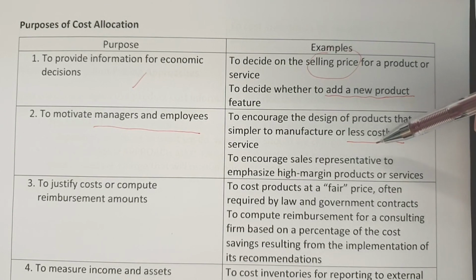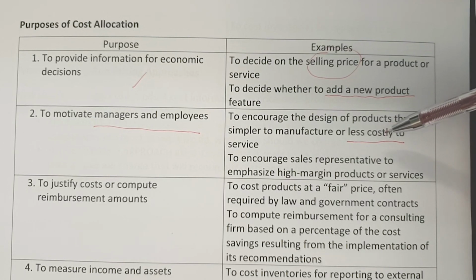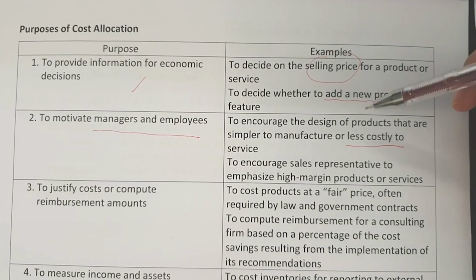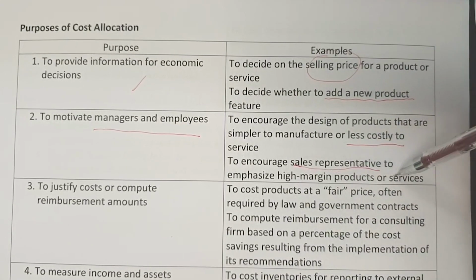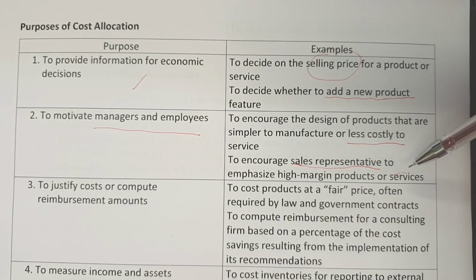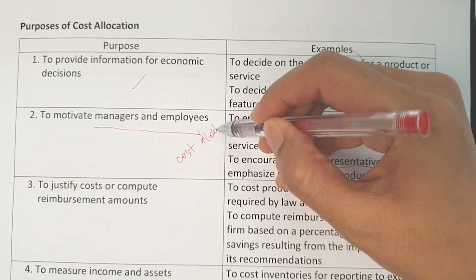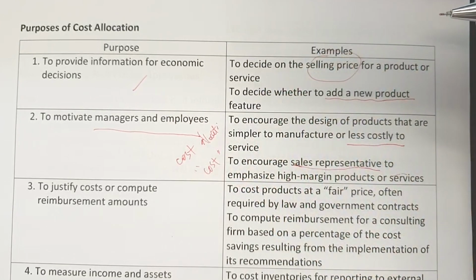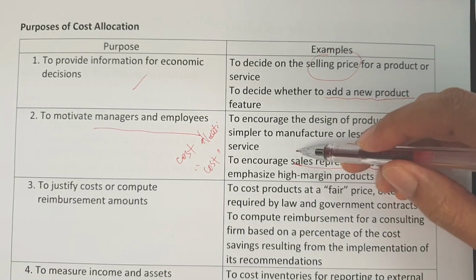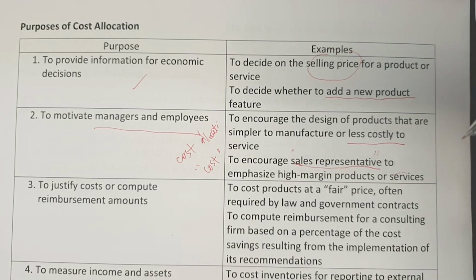So this cost allocation, for example, in IKEA, they really apply this. Alright, so that's why the designers of the furniture in IKEA are all very highly motivated to produce products that, you know, for example, will just charge a low cost but can be sold to a large market and make lots of profits. And it's also to encourage sales representatives to emphasize high-margin products or services, because since we are able to identify correctly the costs that need to be allocated to each product, then the cost might be reasonably fair or reasonably low, and this will also increase the sales representatives' motivation to sell these high-margin products to the customers.